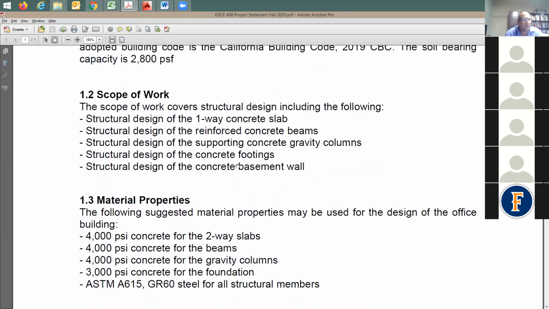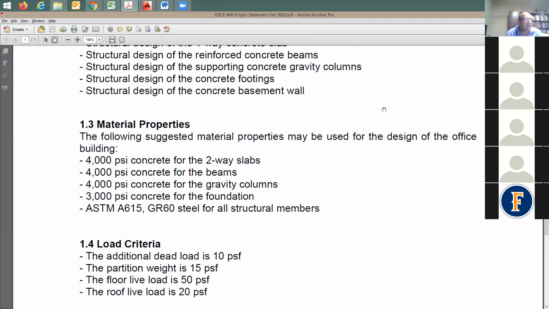Here's our scope of work, which means concrete design. We're going to have more than one element, and the first one is going to be the one-way slab. And of course, we're going to have the columns and the whole thing. I mean, we're going to be doing the whole thing. Material properties: if you'd like to consider any material properties, please go back here. For the one-way slab or two-way slab, you consider 4,000 psi. So let me write this here.